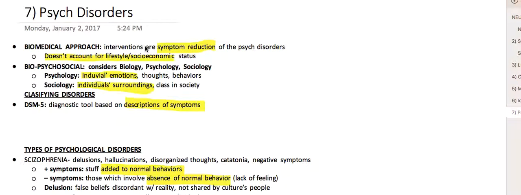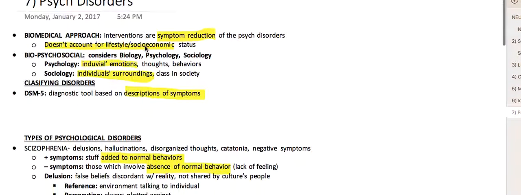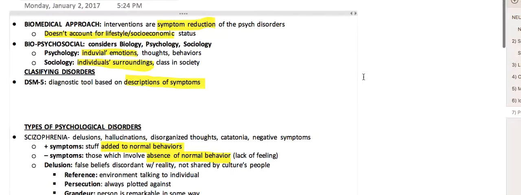So, psychological disorders. A biomedical approach is interventions taken to reduce symptoms of psychological disorders, whereas the biopsychosocial considers biology, psychology, and sociology. Biomedical is more biology, whereas biopsychosocial will take into account individuals' emotions and the individual's surroundings, such as class and society. DSM-5 is a tool used to describe symptoms and essentially diagnose personality disorders based on symptoms.